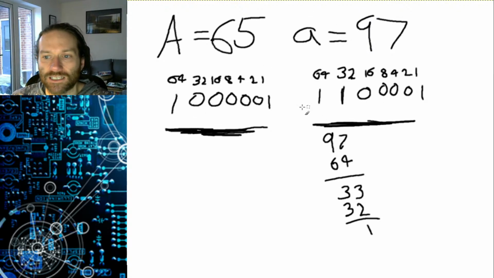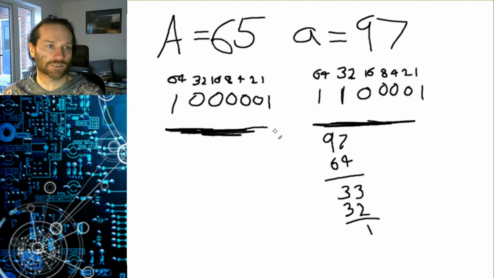What do you notice about the binary representation of those two numbers? Do you notice anything about them?